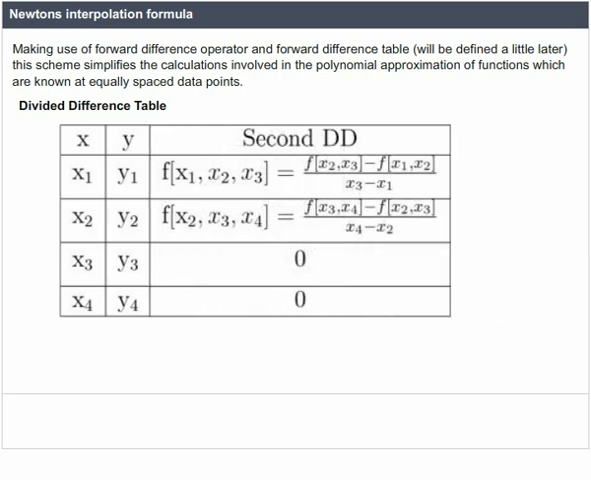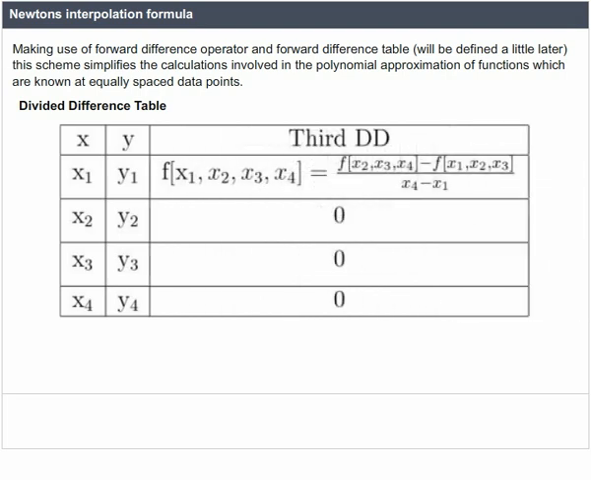Second divided difference table: f(x1, x2, x3) equals f(x2, x3) minus f(x1, x2) divided by x3 minus x1. f(x2, x3, x4) equals f(x3, x4) minus f(x2, x3) divided by x4 minus x2, then 0, 0. Third divided difference table: f(x1, x2, x3, x4) equals f(x2, x3, x4) minus f(x1, x2, x3) divided by x4 minus x1, then 0, 0, 0.